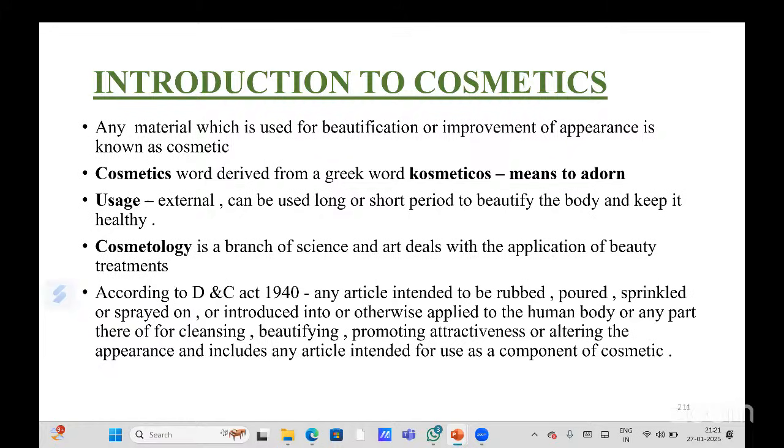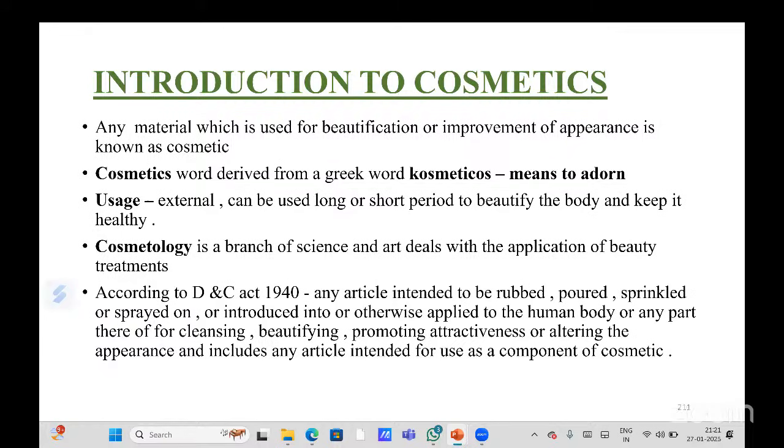Okay. So the definition of cosmetic according to the D and C Act is very important. Any article intended to be rubbed, poured, sprinkled, or sprayed on, or introduced into, or otherwise applied to the human body or any part thereof for cleansing, beautifying, promoting attractiveness, or altering the appearance, and includes any article intended for use as a component of cosmetics. These are all said to be cosmetics only.